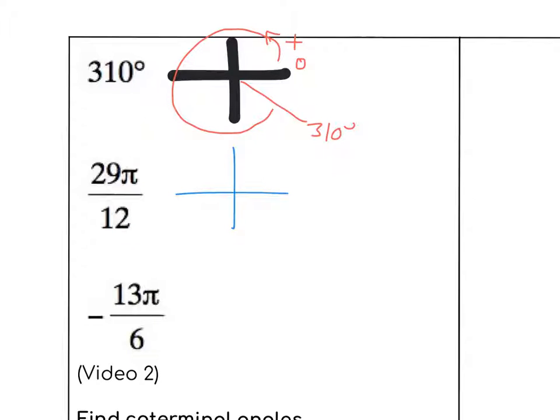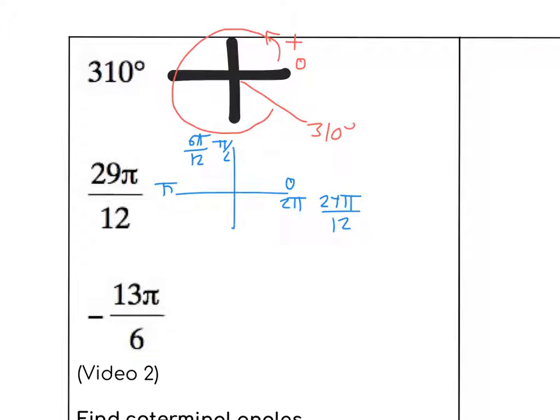For the second one, I'm doing 29 pi over 12. I know that a whole circle goes from 0 to 2 pi. And if I'm talking about twelfths, I'm just going to rewrite 2 pi as 24 pi over 12. I know that over here would be 1 pi. Pi over 2 would be up top. So that'd be another 6 pi over 12.